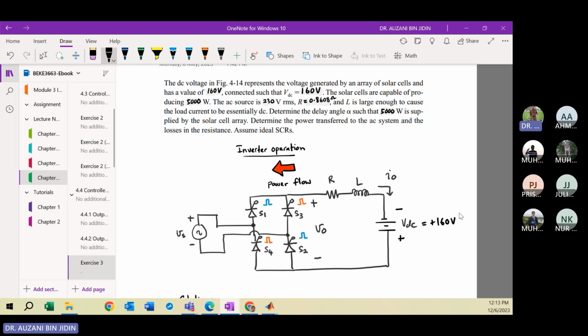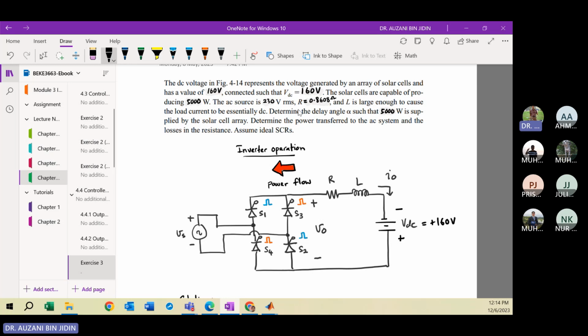Okay, so the solar cell is capable of producing 5 kilowatt. So it means the power delivered by the DC source is 5 kilowatt. The AC source is 230 volt in RMS. Your R is 0.86 ohm. Firstly, you need to consider that L is large enough that you can ignore the ripple.